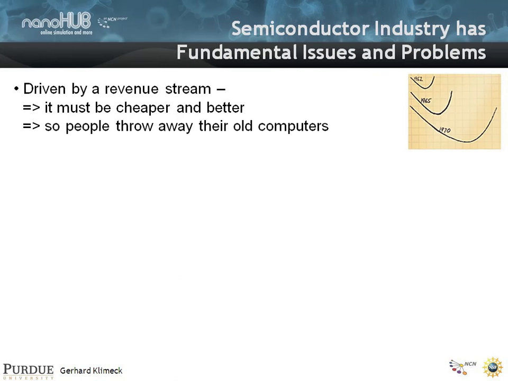So this part gets me to the conclusion of this small lecture, that really the semiconductor industry has fundamental issues and problems. They're really driven by a revenue stream. It must be cheaper and better, so people throw away their old computers. That's the bottom line. That's what they live on. They're not necessarily interested in fundamental understanding of semiconductors. They're driven by revenue.